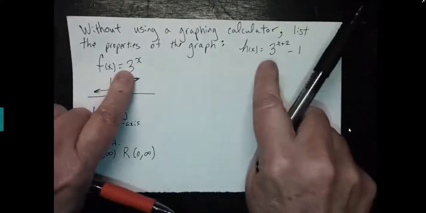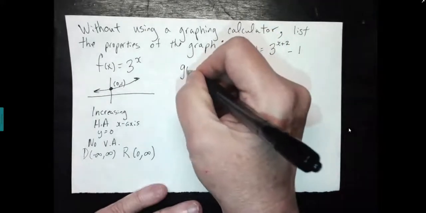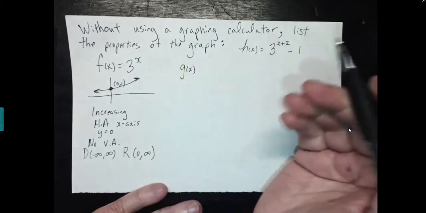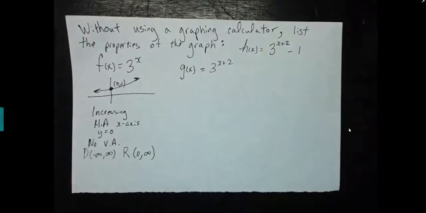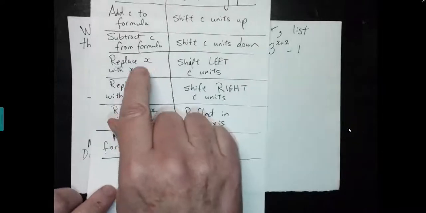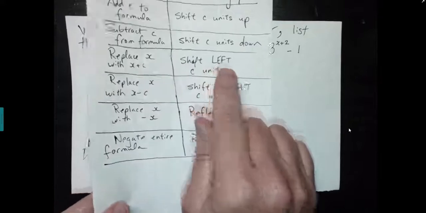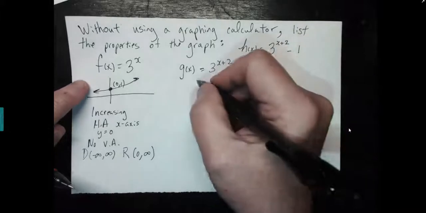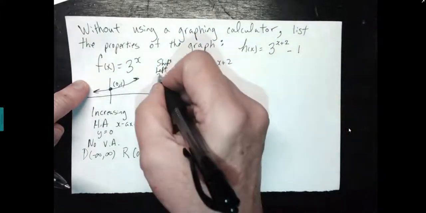Now, how do I get from this formula to this formula? Well, the next change I could make is to substitute x plus 2 instead of the x. Now, how has the graph changed here? I've replaced x with x plus 2. What happens if you replace x with x plus a number? Well, you shift it left. So the graph of g is going to be the graph of f shifted left 2 units.